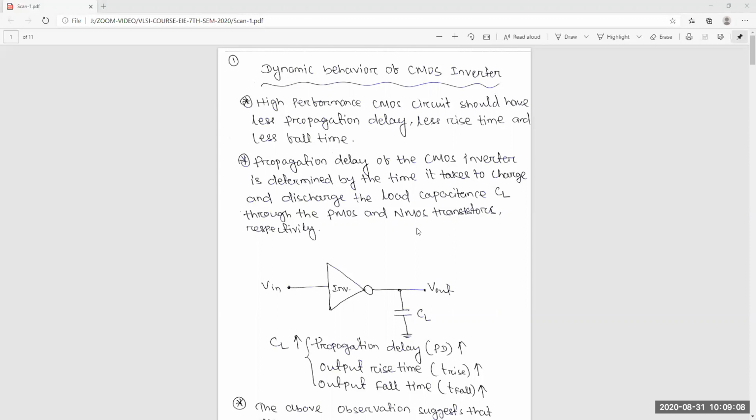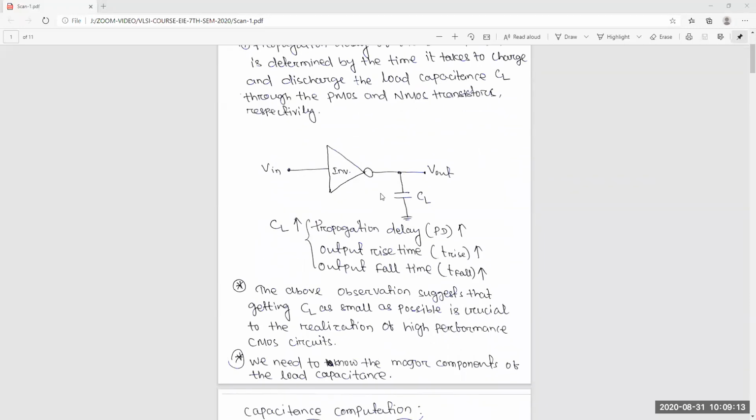Here, this is a simple inverter. At the output, assume there is a CL, the load capacitance. Whatever the intrinsic capacitance, extrinsic capacitance, or wiring capacitance, all are summed into a load capacitance CL. This CL is from Vout to ground. This is called the load capacitance.